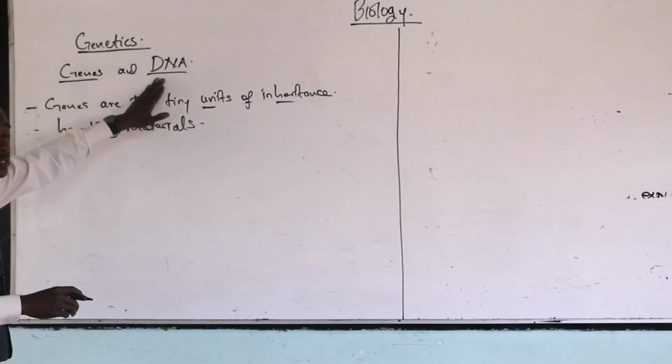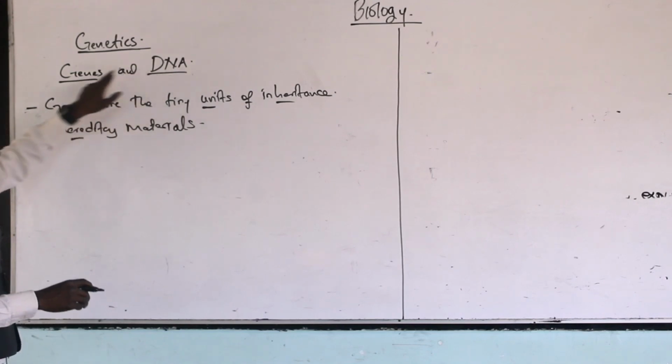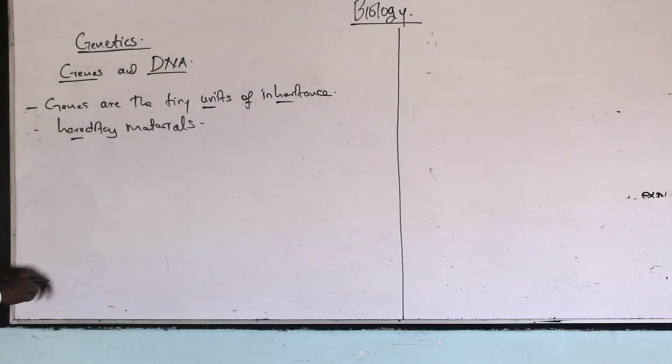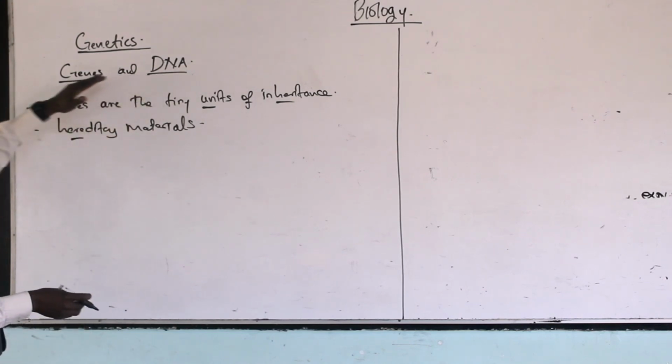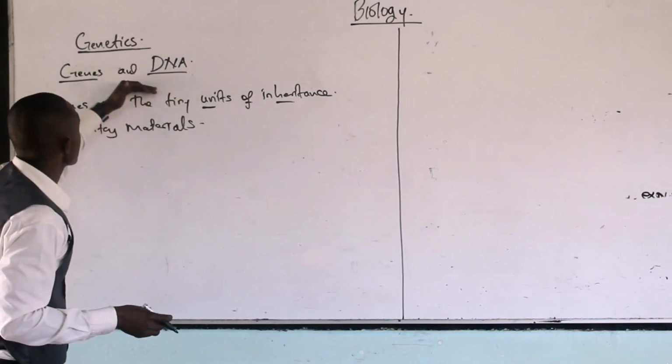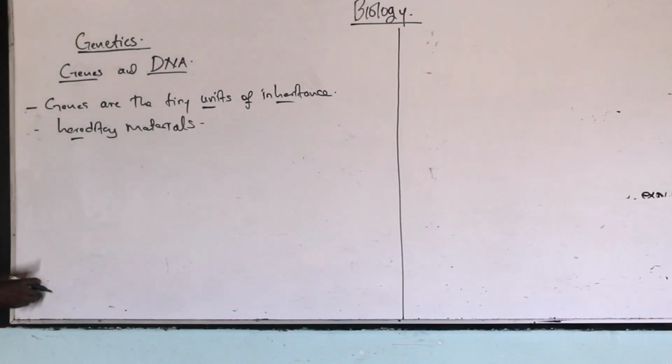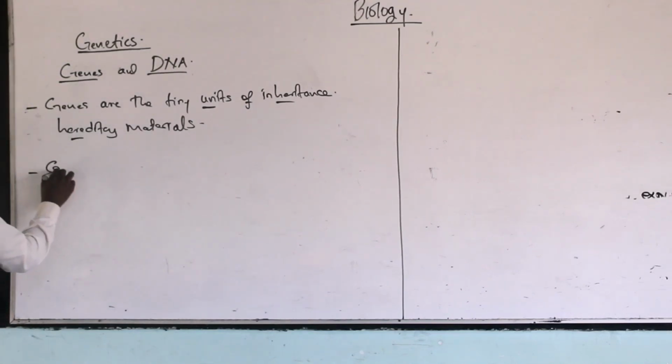Why do you bring the aspect of DNA? Because it's the DNA which carries the genes. We cannot talk about genes without mentioning DNA. And again, we cannot mention DNA without mentioning genes, because all of them form the basis and the foundation of genetics. So when you go to the next step, I want you to understand this.